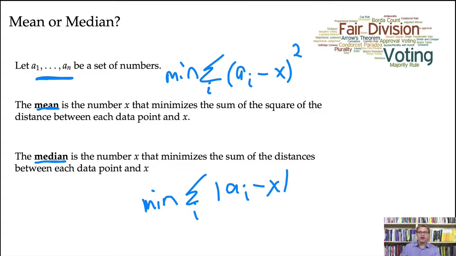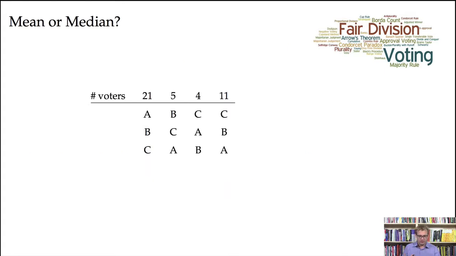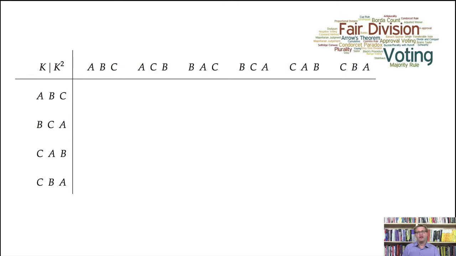Now, how do we apply these ideas to election scenarios? So imagine that we have the following election scenario. 21 people prefer A over B over C, 5 people prefer B over C over A, and so on. So the first thing we need to do is calculate both the Kemeny distance and the square of the Kemeny distance between each of the possible orderings, and all the possible linear rankings of 3 alternatives.